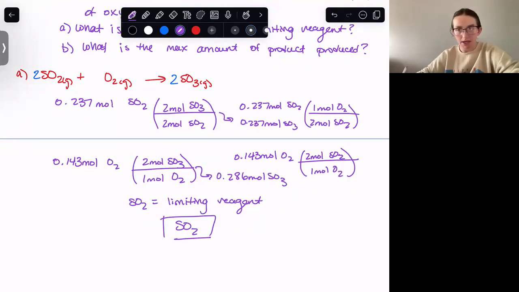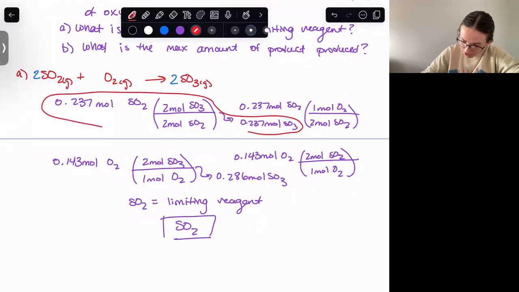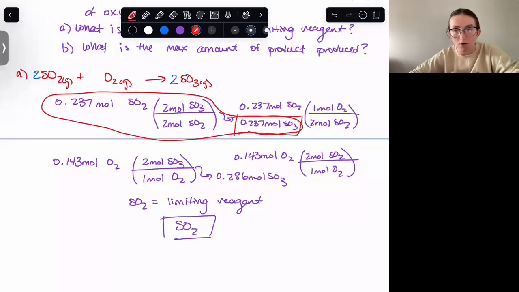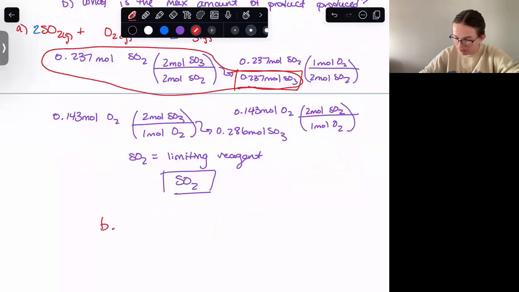All right, so then for question B, they're asking, what is the max amount of product produced? In your question, it just asks for moles, like on your homework. So in this case, if you need to find out how much product is already produced, from your initial question of what is the limiting reagent, you've already found the moles of product produced. And so in this case for B, we know that 0.237 moles of SO3 is already our answer. We don't need to do any additional math.